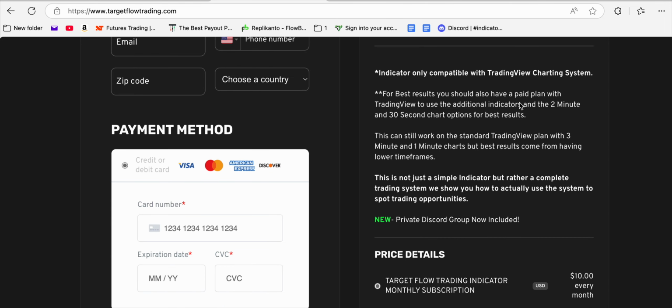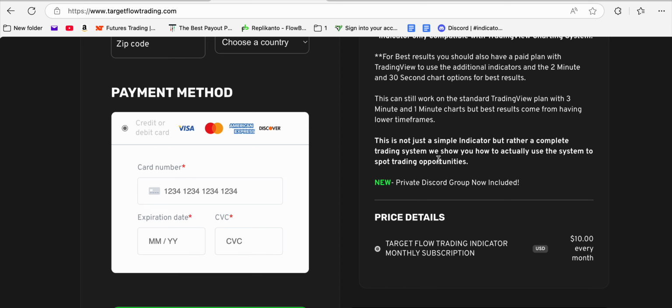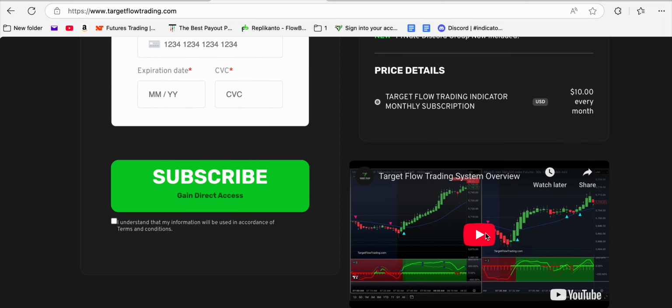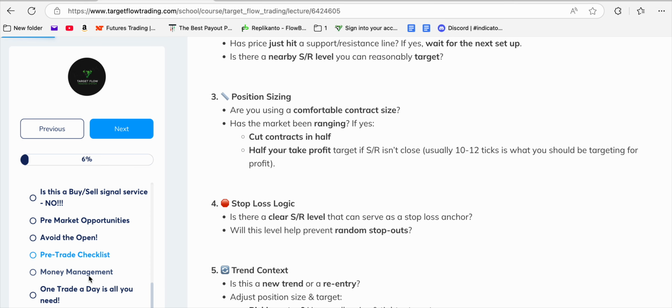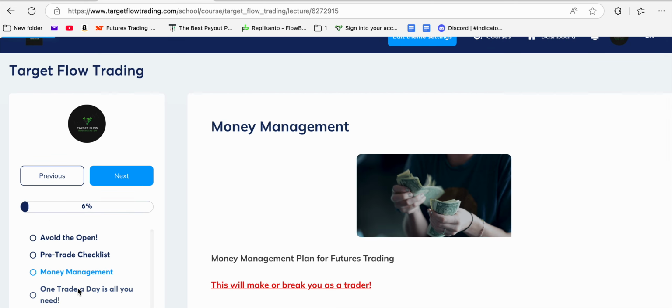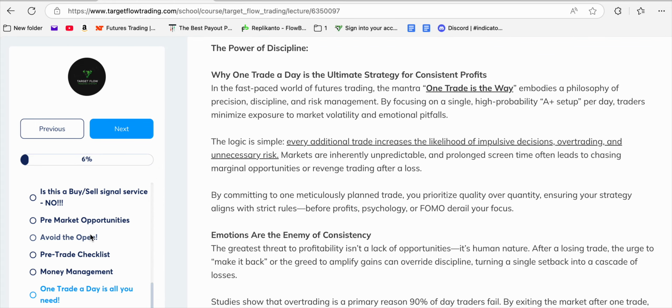It is best to have the paid plan with TradingView. That way you get access to the 2-minute and the 30-second charts. You can work on a 3-minute and a 1-minute, but we don't recommend that. There's a little video you can watch explaining the system. Push subscribe. Once you do, you'll get an email from us on how to set up a password to the back office. And then, like I just showed you, you have tons of access here to all these different things. We're adding more all the time, more training videos and how to go from there. So again, tons of videos, tons of things for you guys to look at there.